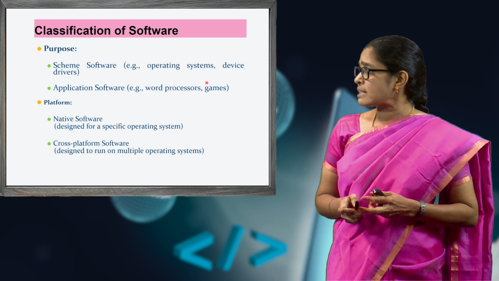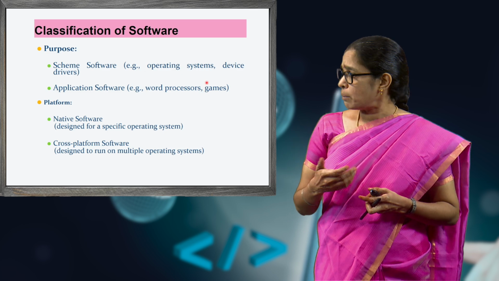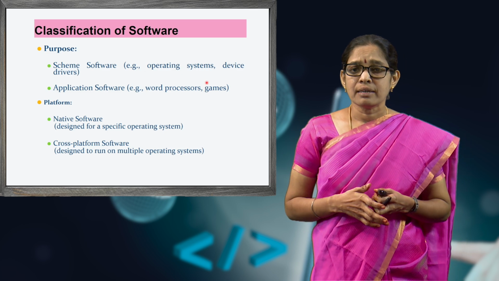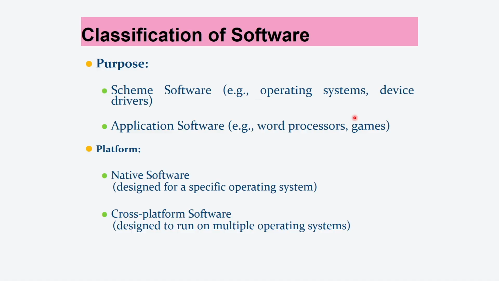Then the next terminology is platform. The platform may be either native software or cross-platform software. Cross-platform software is designed to run the software product on multiple operating systems. The native software is designed for a particular operating system. This is the difference between these 2.